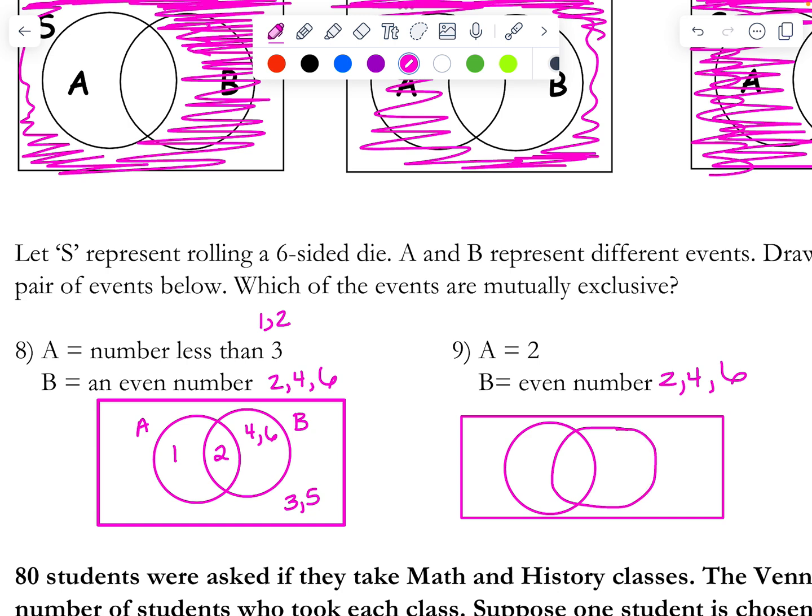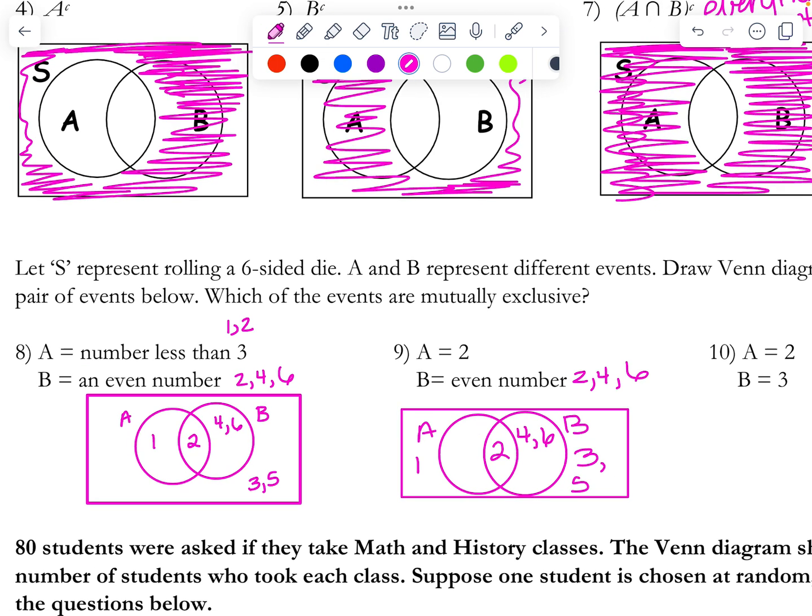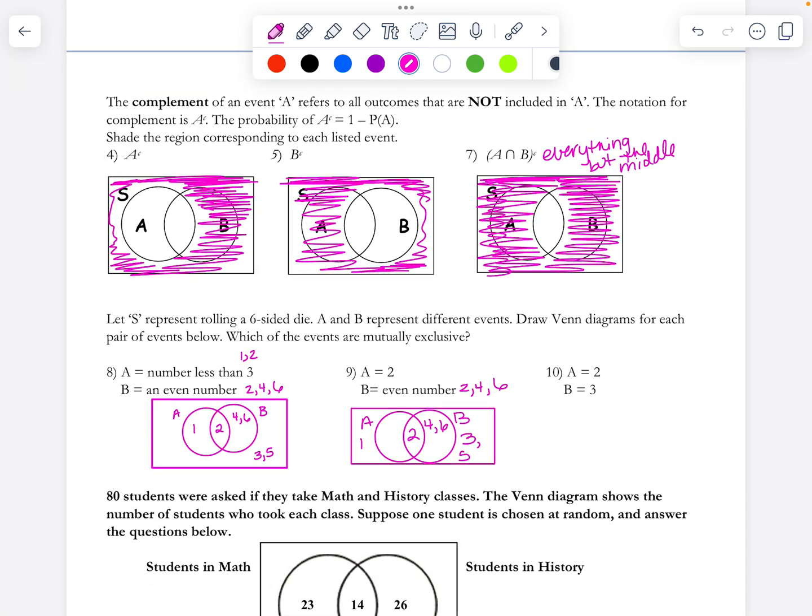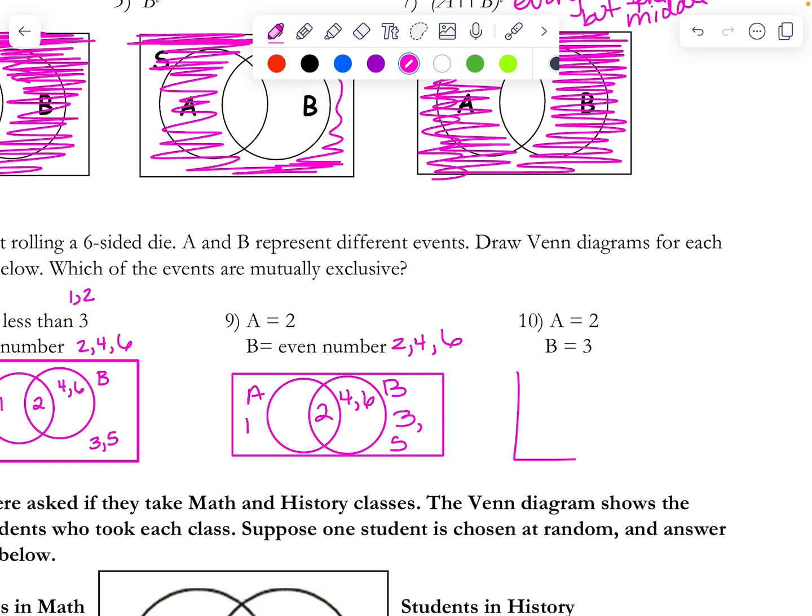So again, I have 2. This is very similar. So here we have 4 and 6. Now again, I have 1, 3, and 5. And I can put them anywhere in the sample space. Now, number 10, it says 2 and 3. Now, they don't intersect. So what happens is these two circles are going to be mutually exclusive because they don't intersect at all.